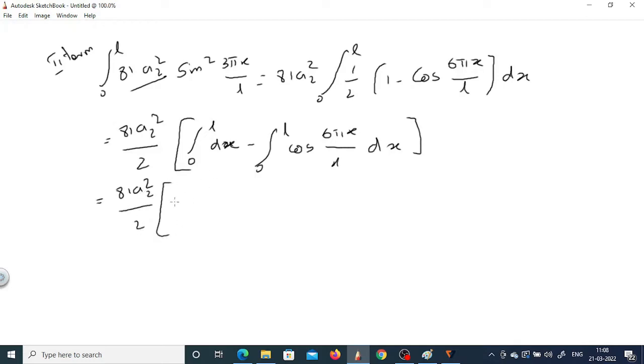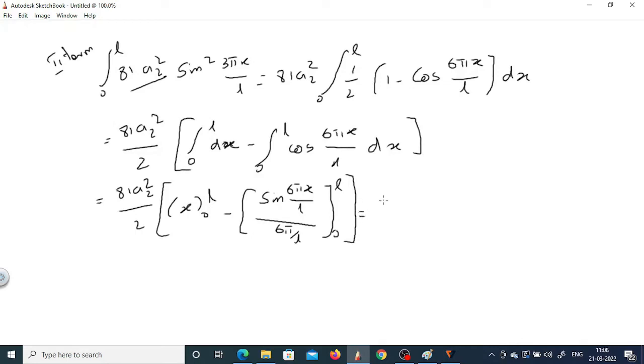For the first term, the integral of dx can be written as x from 0 to L minus, what happens with cos 6πx by L? If I integrate, I follow the same step I told you in the previous step for cos πx, so cos 6πx can be written as sin 6πx by L divided by 6π by L. Likewise, after that, we can substitute the lower limit and upper limit. Lower limit is 0, upper limit is L. Now, I can substitute the values.